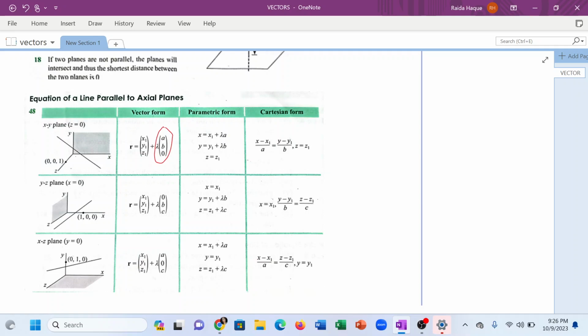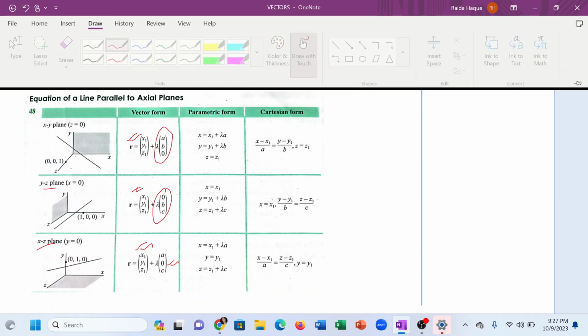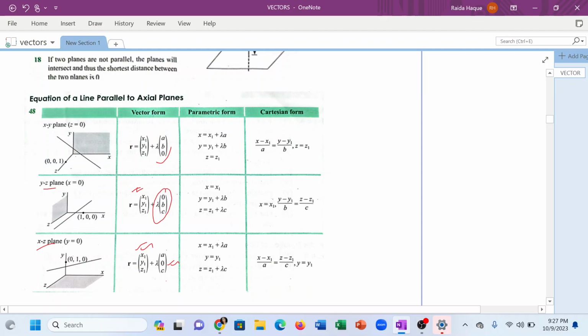So we use the position vector of a point and then add that. Similarly for the yz plane, we again add the direction vector, where x will be 0, we have a value of b, and a value of c. For the xz plane, the value of y is 0 and we have a value of a and a value of c, which is added similarly to the position vector. Now, what is the parametric form? The parametric form is where we separate the x, y and z values.